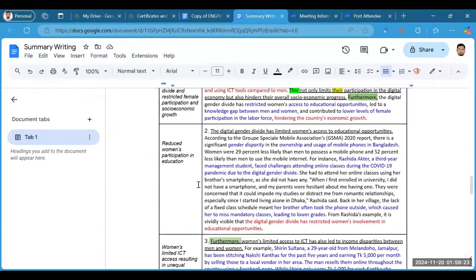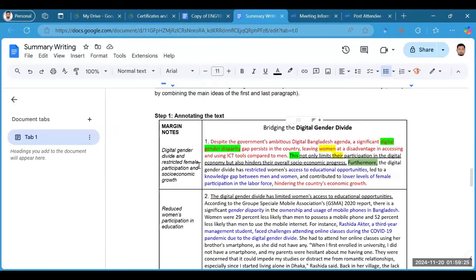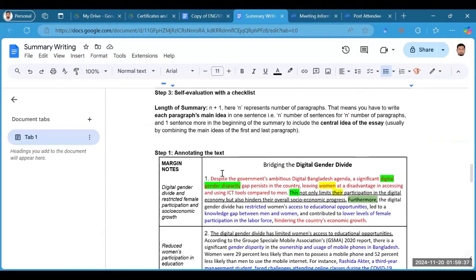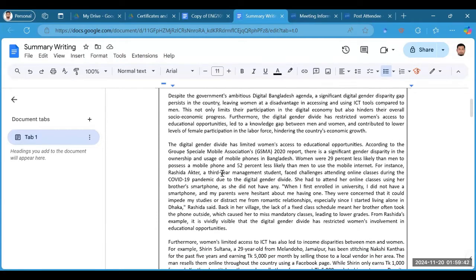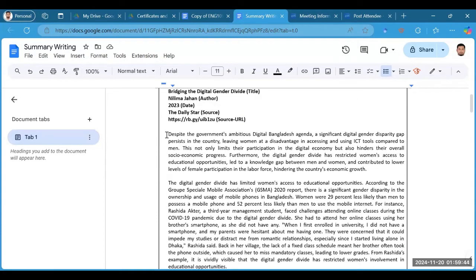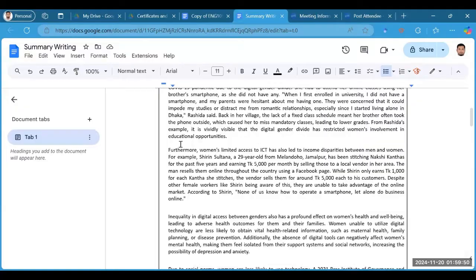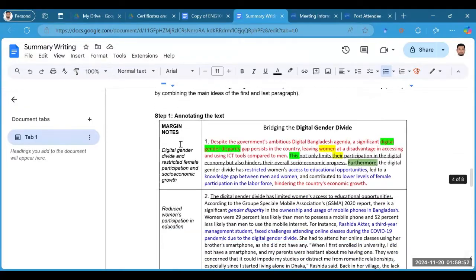For example, see here, I have put all the paragraphs in a table. You do not need to put them in a table during the exam, I'm just doing it for convenience to show you highlighting the main ideas and their margin notes. All right, and margin notes are very important to write during annotation. So I expect that you write at least the margin notes and highlight or underline the main idea of each paragraph. See how I underlined them, all right?